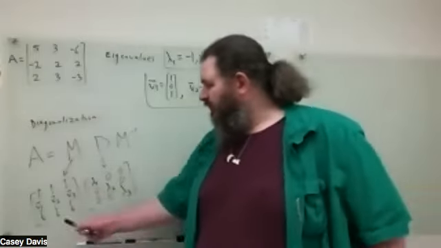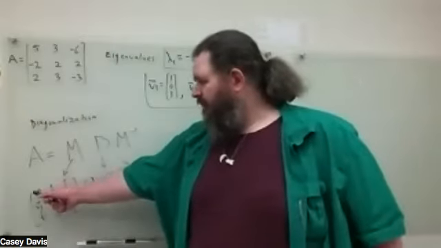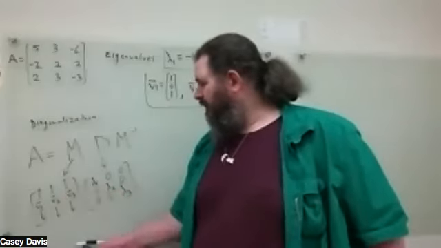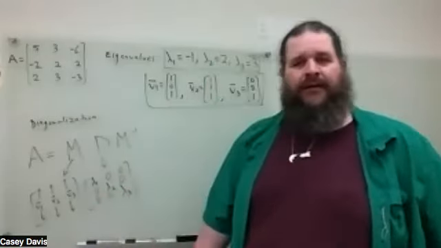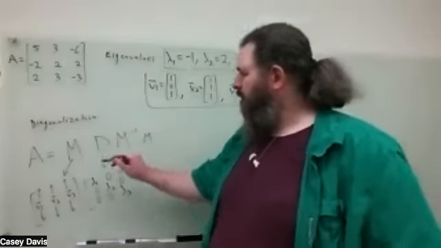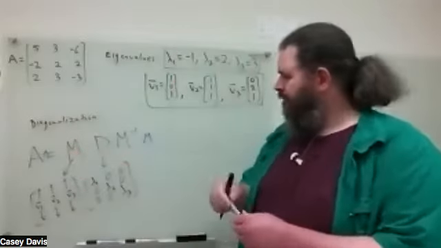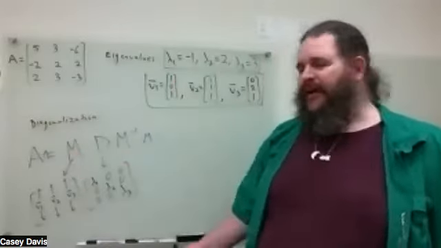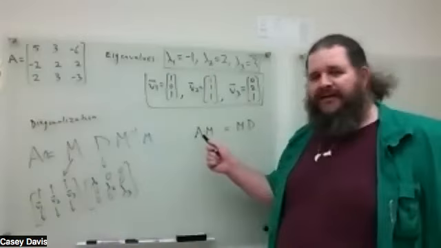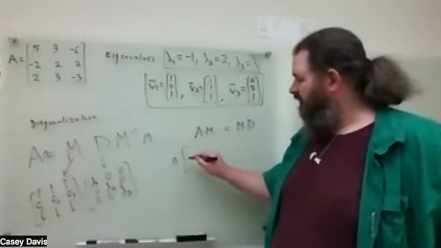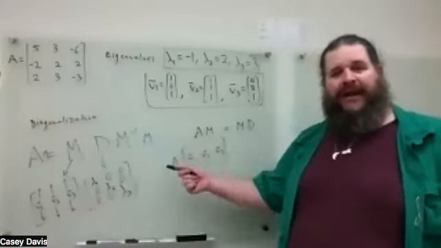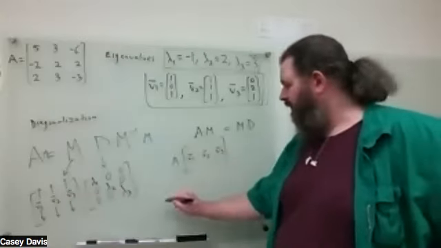The reason why this works is if you multiply M times D, you're multiplying each one of these columns by the corresponding single scalar. So you get lambda 1 V1, lambda 2 V2, lambda 3 V3. And if we rearrange this by multiplying both sides by M, the M and M inverse cancel out, so you get A times M on the other side. A times M is A times the matrix consisting of eigenvectors. Multiply that out, you get A times V1, A times V2, A times V3.